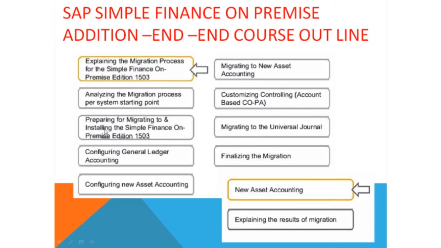preparing for migrations to and installing the Simple Finance, then configuring general ledger, because general ledger configuration has been changed. Not all, but a few of the parts have been changed. How basically we have to perform it. Configuring new asset accounting has also changed. Not all, but a few parts basically have been changed. Then migration of asset accounting, and then customizing controlling account like COPA based accounting, and then migration to the universal ledger, finalizing the migration, then new asset accounting, explaining the results of the migrations.